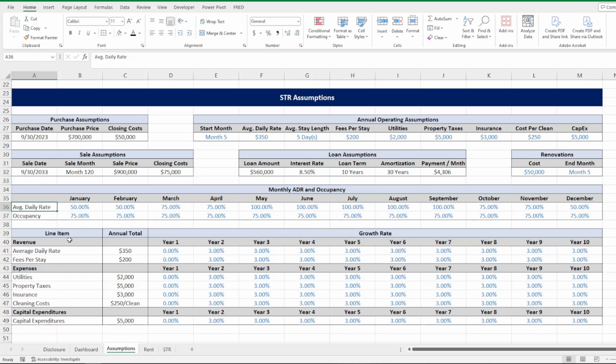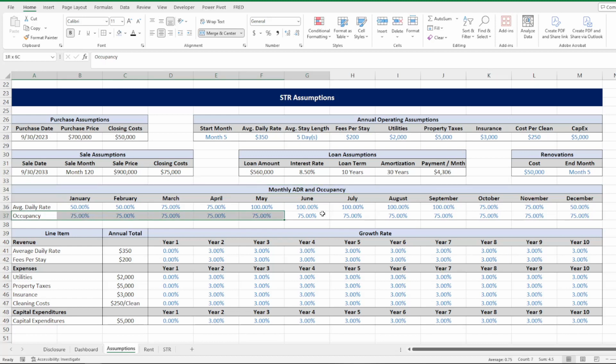So here we have the average daily rate, and you see a percentage in here for each month. And that just means this is the percentage of the average daily rate that you put in up here that you're planning on getting for that month. So if you're in a colder area, you're not going to get many people during the winter. This might be 50%. In the summer months, you might be up to 100% because that's what you're planning on getting. So this just allows you to adjust the average daily rate based on the month.